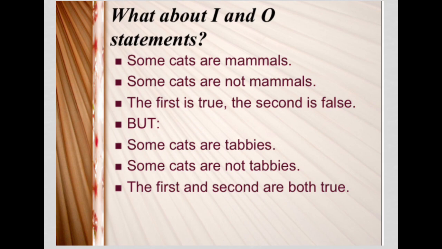So we just want to understand how the square of opposition works and know that we're only going to be relying on the A and the O relationship and the I and the E relationship.